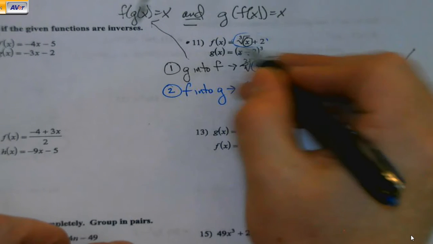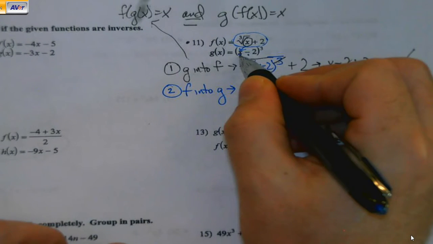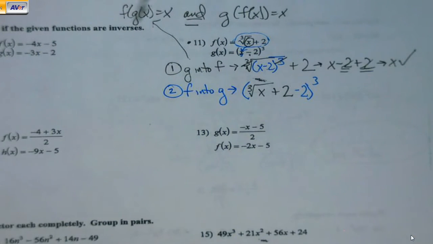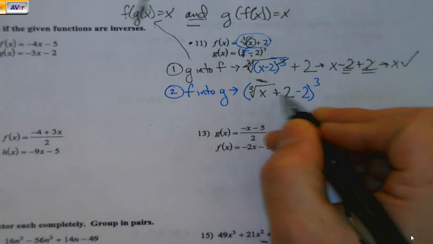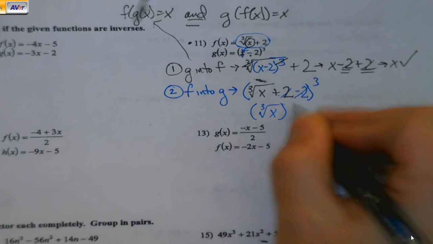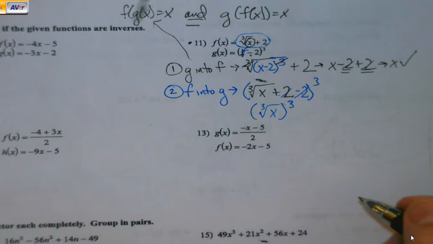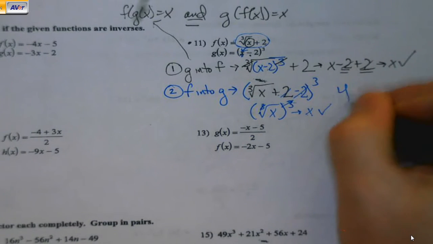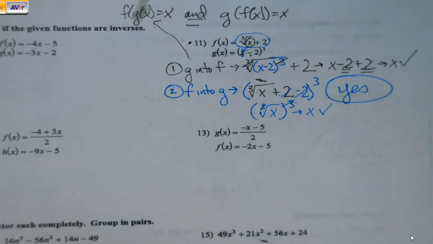So this took the place of my x, but then I still copy the rest of it like it is there, because the x is the only thing that got replaced. So what's that start to look like? Well, when I look in the parentheses, I see some things I can simplify. This plus 2 and minus 2 would cancel. So that leaves me with this, and the cube and cube root cancel. I get x, and yes, they absolutely are inverses because they got what I needed.